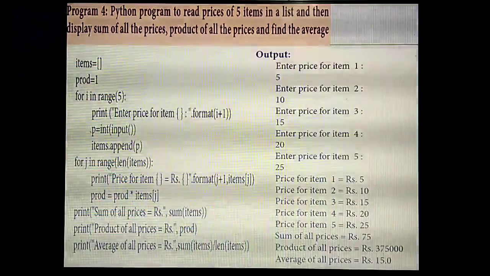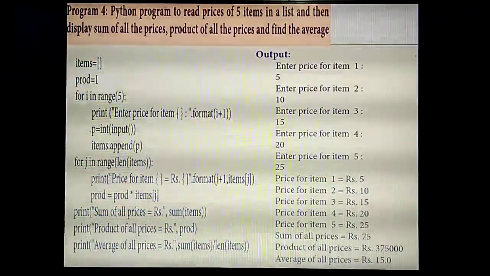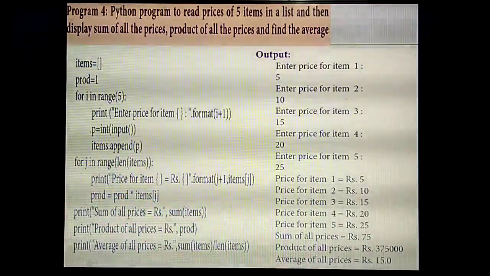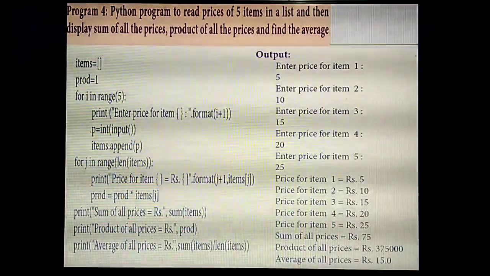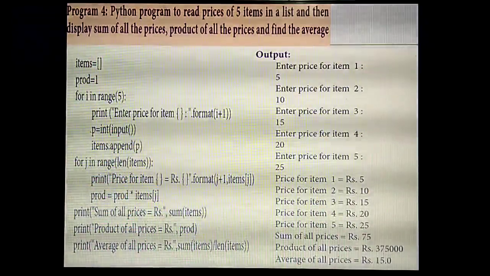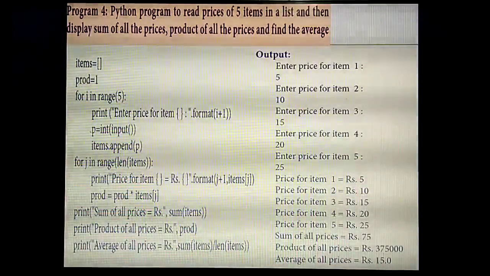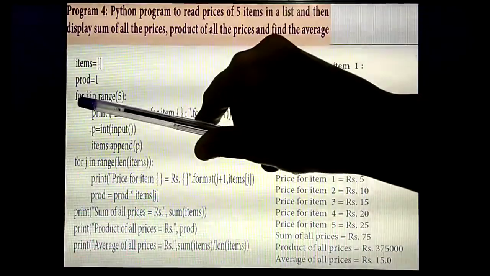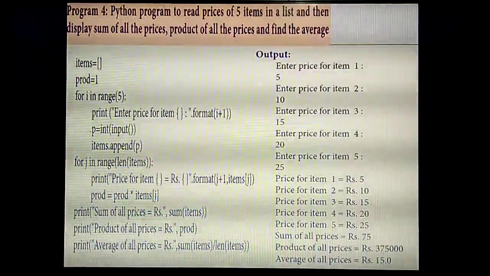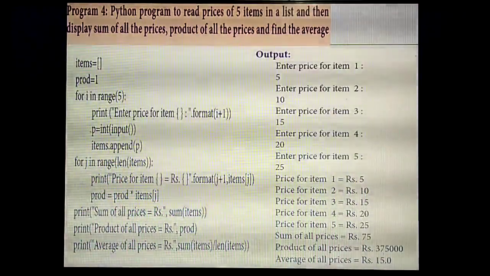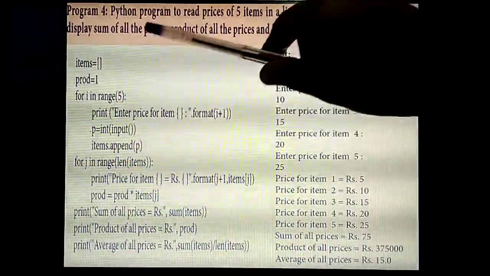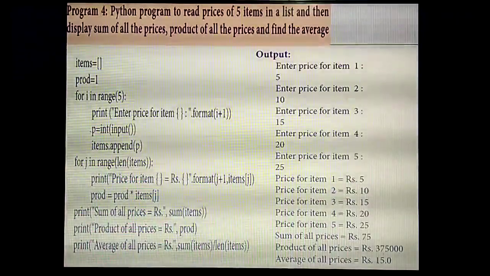Next. In the question they have given that this program needs to read prices for 5 items. For how many items need to read the prices? For 5 items. For that you are going to create one loop. What loop? For loop. For loop means immediately you know you will create a variable i or x, that you already know. So for i in range of 5 items, you need to give the range 5.